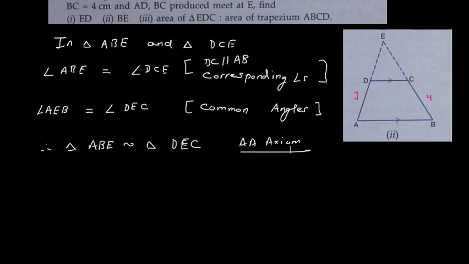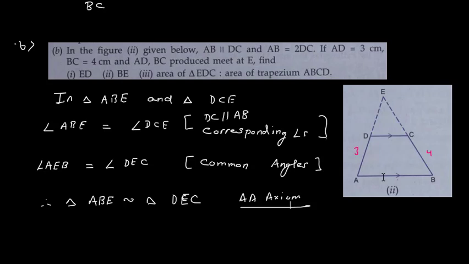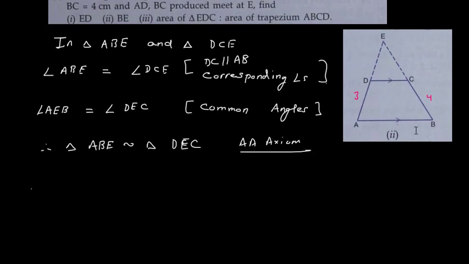So these two triangles are similar, so their corresponding sides are in ratio. So I will say that therefore AB upon DE will be equal to BE upon EC will be equal to AE upon DC. This I will say is corresponding parts of similar triangles.